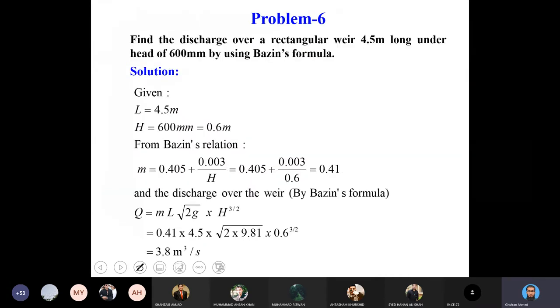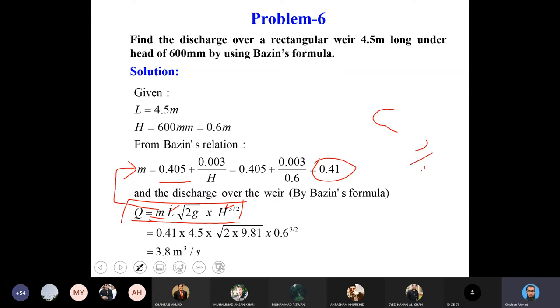Find the discharge of a rectangular weir which is 4.5 meter long under a head of 600 millimeter by using Bazin's formula. Length and height of water are given, so you need to use this formula. We have to find Q, L and H are given, M is unknown. Now we see if there is a formula for M. So M is equal to 0.405 etc., and you can easily find this M. M is basically a coefficient. In place of 2/3 Cd, he said this much coefficient should be there, and he related that coefficient to H, so it is a function of H.